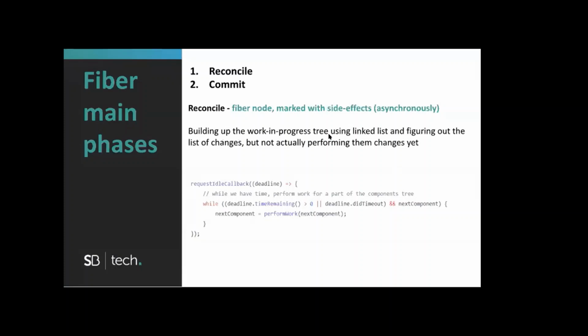So building up the work in progress tree using a linked list and figuring out the list of changes, but not actually performing those changes yet. During this reconcile phase, this phase can be interrupted to let the browser main thread do its work with the help of a relatively new browser API called requestIdleCallback.